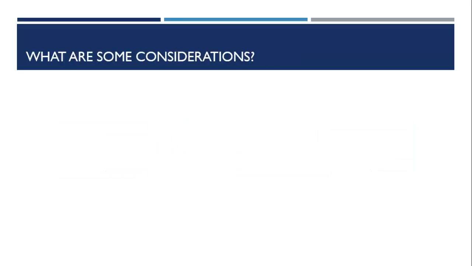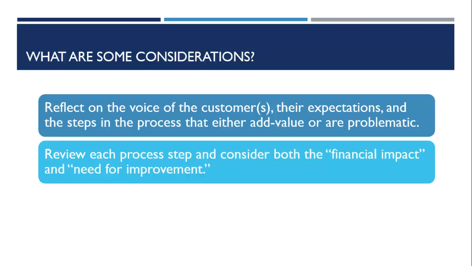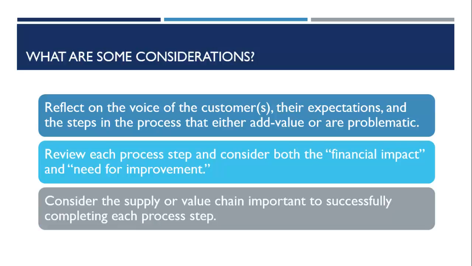What are some process analysis, flowcharting, and process mapping activity considerations? The following list illustrates a few. Reflect on the voice of the customer, their expectations, and the steps in the process that either add value or are problematic. Review each process step and consider both the financial impact and the need for improvement. And consider the supplier value chain important to successfully completing each process step.